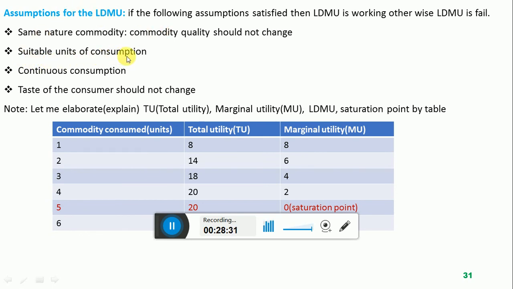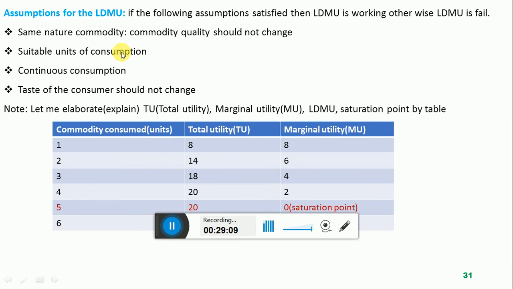Second assumption: suitable units of consumption. The consumer has to consume the commodity in suitable units. For example, for drinking water the suitable unit is a glass. When the consumer drinks a glass, the first glass will provide him more utility. He will finish the whole glass and enjoy it more. But the second glass, when he continuously consumes, he cannot drink it all, and the second glass will provide him less satisfaction. But if the consumer is using a spoon to drink the water, the spoon is not a suitable unit.